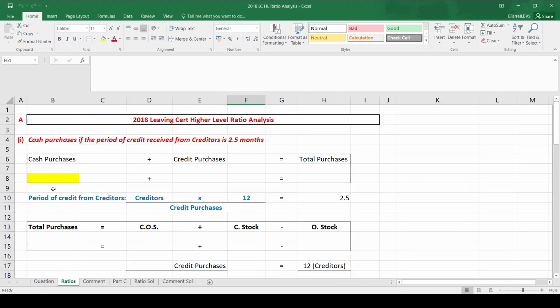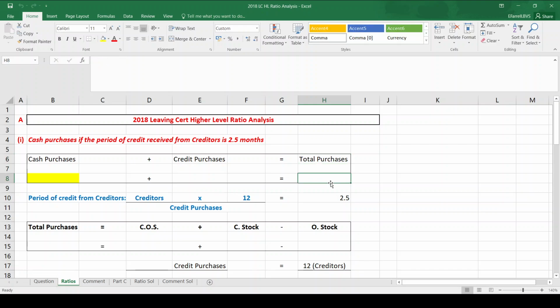So the first ratio asks us to work out cash purchases if the period of credit received from creditors is 2.5 months. Well, I usually start off by saying that cash purchases, which is stuff you buy for cash straight away, plus credit purchases, which is things you buy on credit and pay for at a later date, make up the total purchases. This question can be asked about sales similarly, and again we do the same thing: cash sales plus credit sales equals total sales.